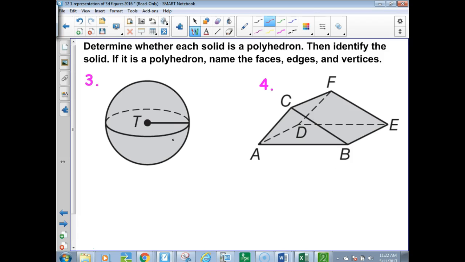A sphere. It's not a polyhedron. No, it's a sphere. A basketball is an example of a sphere. Okay, and 4 is a yes. It is a triangular prism, yes.